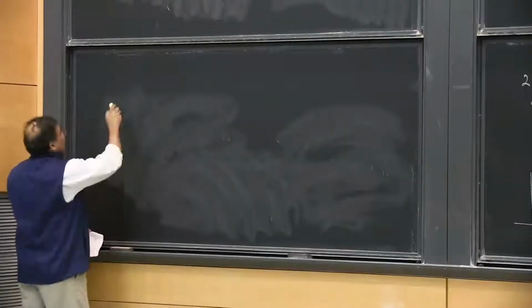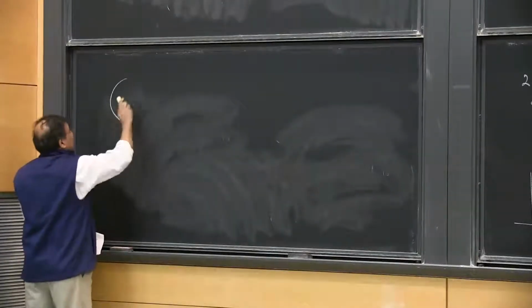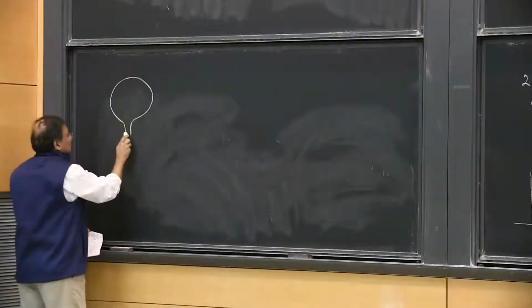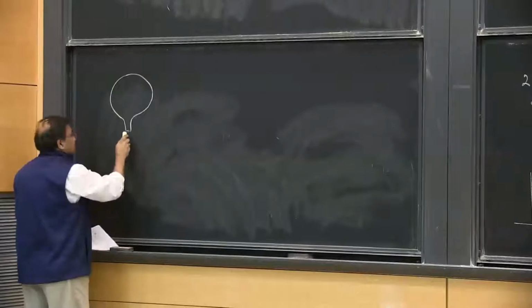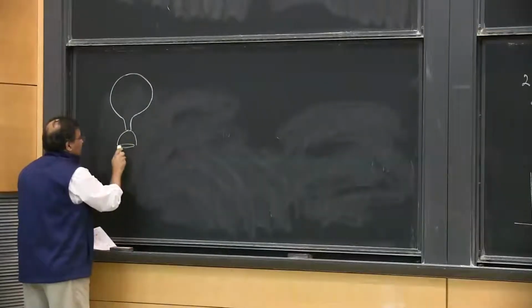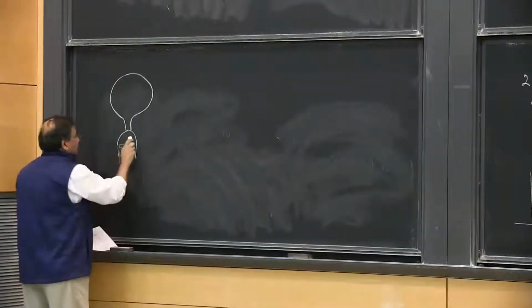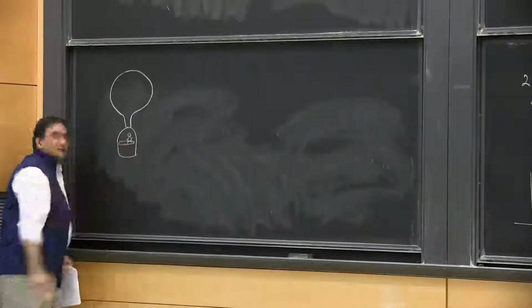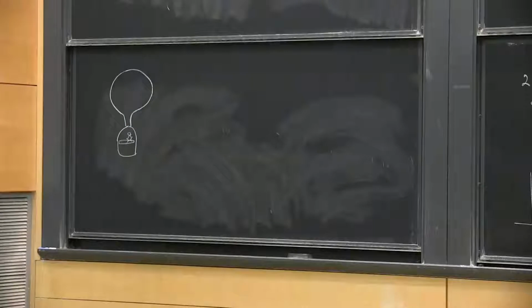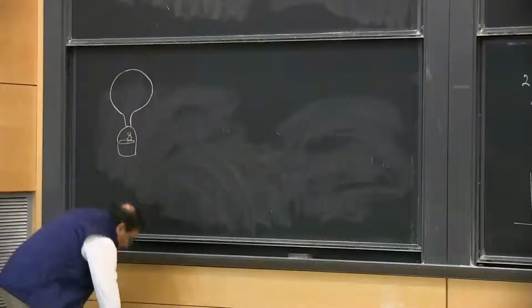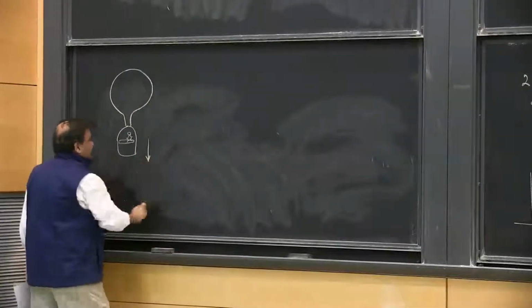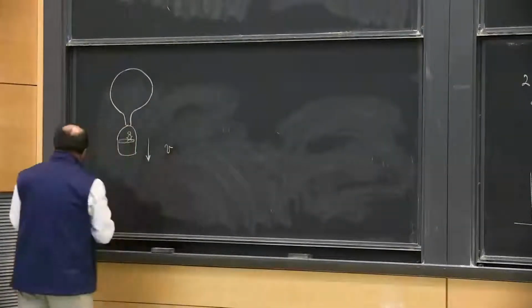So let's say that this is a hot air balloon. And hot air balloons usually have somebody in them if they're going to be interesting. And that's somebody in the hot air balloon. The hot air balloon is coming down, let's say. Coming down at a velocity v.